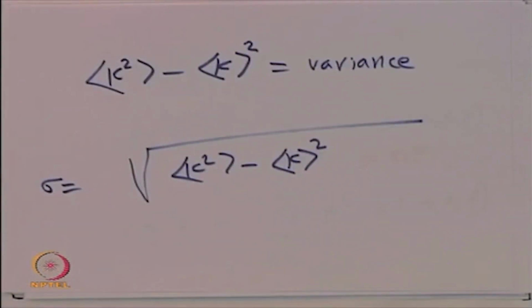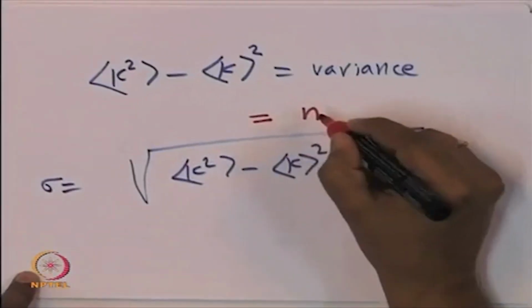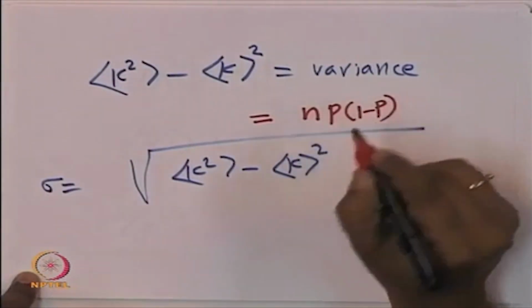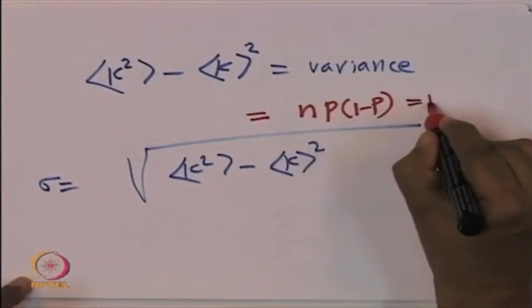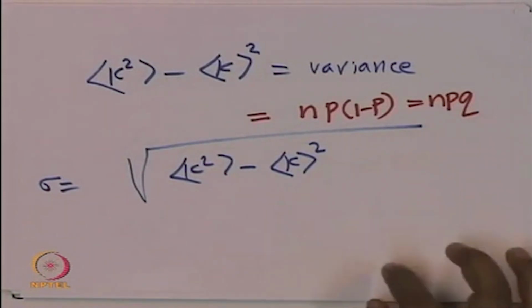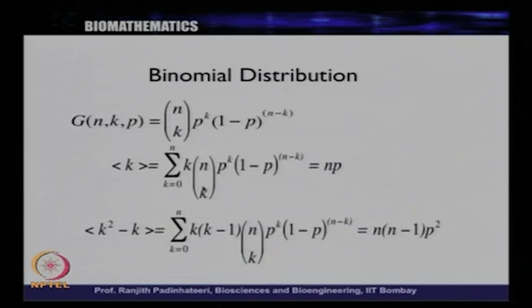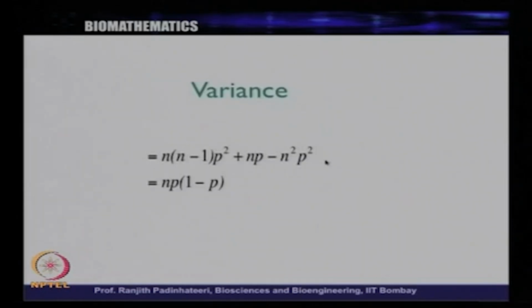Similarly, we can calculate the variance, and the answer turns out to be n p into 1 minus p. If you call 1 minus p as q, this is n p q. This is the variance, and the square root of this will be the standard deviation. So, we know that on an average there will be n times p alleles.